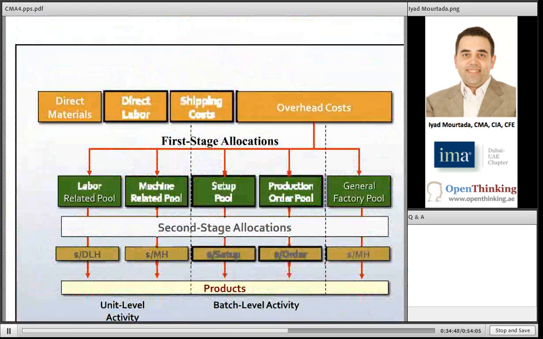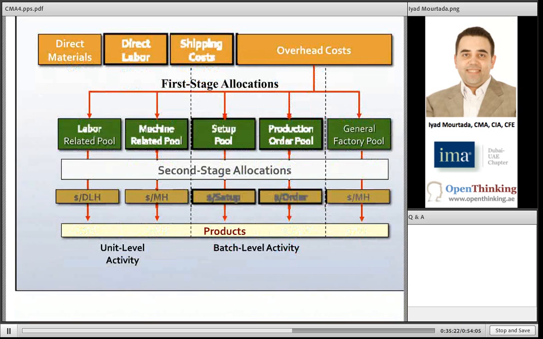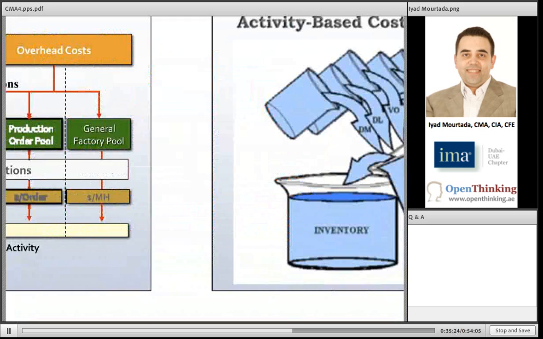You need to go into more detail to get an idea on how to apply it, but this is general. Here again, we have the first stage when we look at direct material, direct labor, shipping costs, overhead cost. We take it and we apply just the overhead cost. We apply it to labor, material, setup, production, and general factory. After that, we apply, based on the factors, how much direct labor we use, how many machines we use, how many setups we use. In that way, we will understand whether we are looking at a batch or unit level. So this will help us understand exactly how much the cost is allocated.